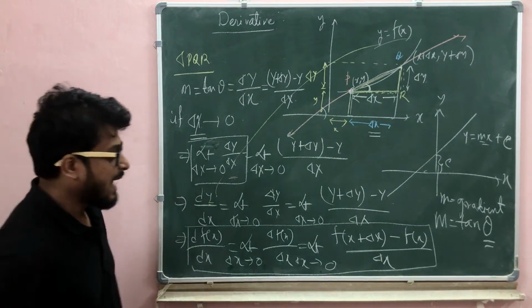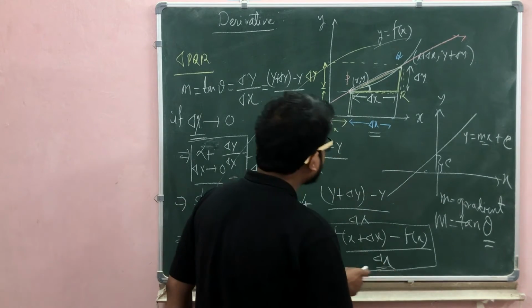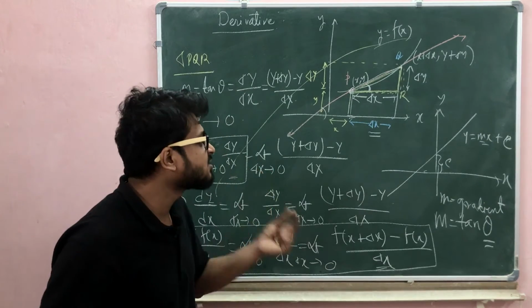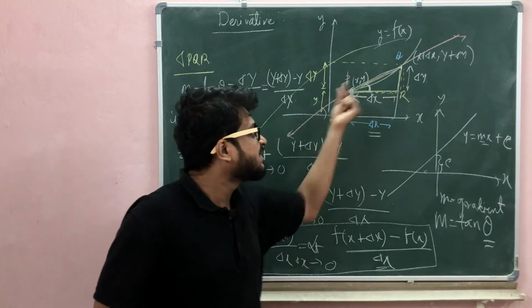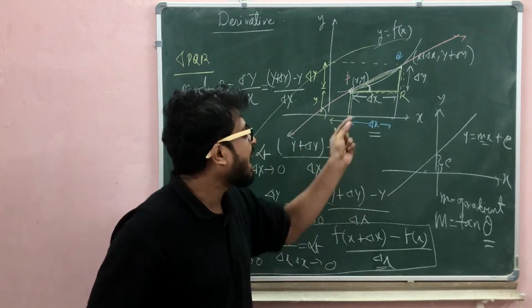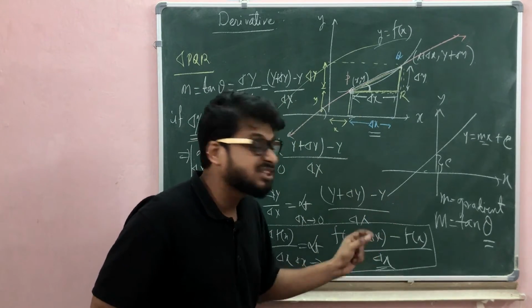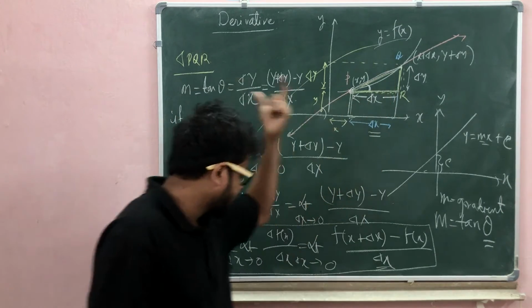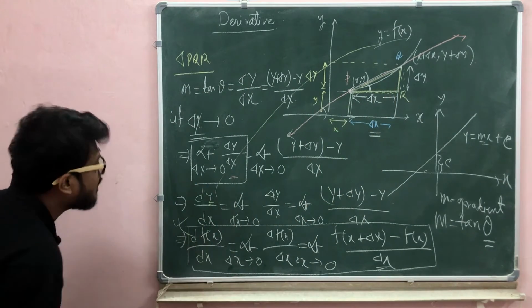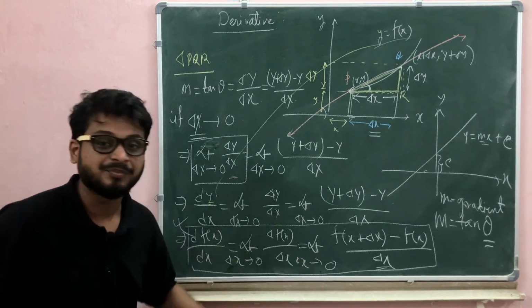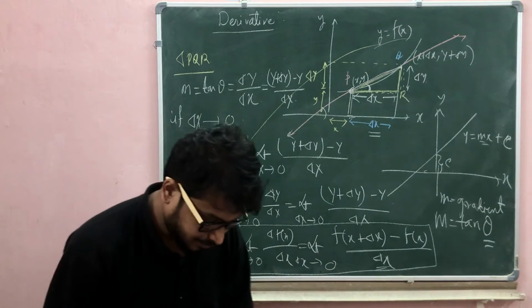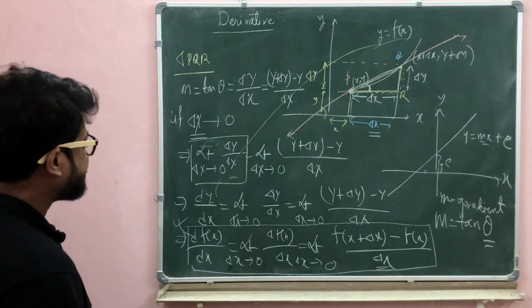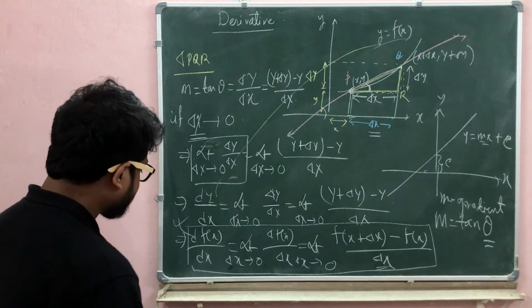Right? And delta x is an increment. If the increment is very small, then this pink line will become a tangent at point P. We know that the tangent is called a gradient, and m equals tan theta, perpendicular by base. That is a simple mathematics tool called the derivative, right? Clear what is derivative, what is differential calculus?